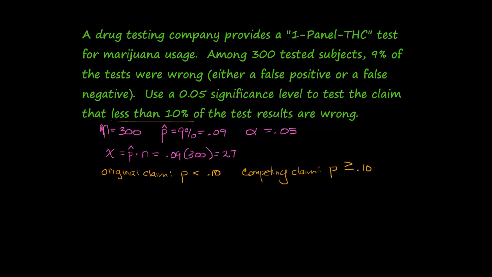Okay, now we can get our null and alternate hypotheses. The null hypothesis, always the equal sign, P equal to 0.10. Alternate hypothesis. Okay, so the condition of equality is with the competing claim, so the original claim gives us our alternate hypothesis. And we see we have a left-tailed test, the arrow pointing to the left.